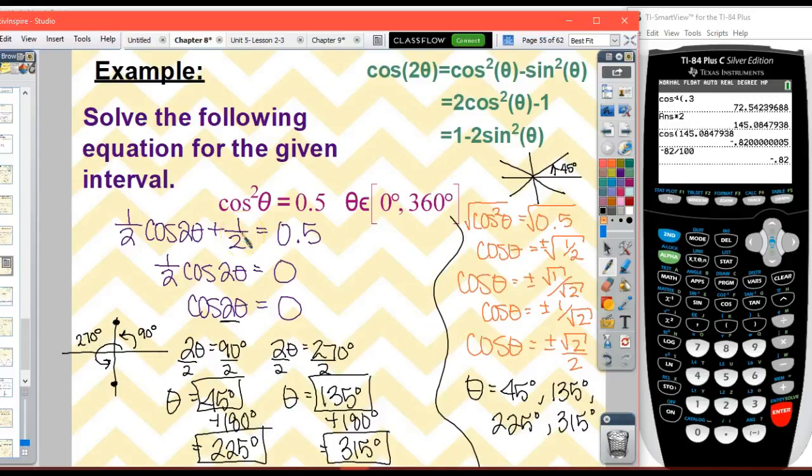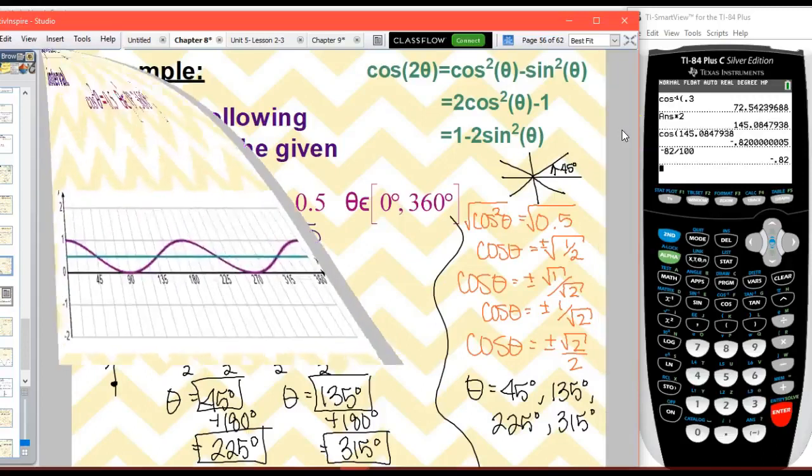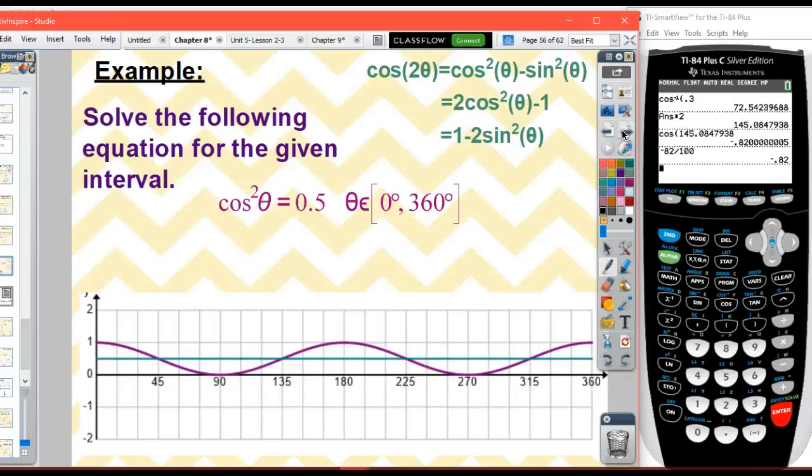This is one way where we could use the double angle identities. However, we don't have to. As always, it's a good idea to check a graph. And so you can see that our answers between 0 and 360, where the left side of the equation equaled 0.5, was at 45, 135, 225, and 315.